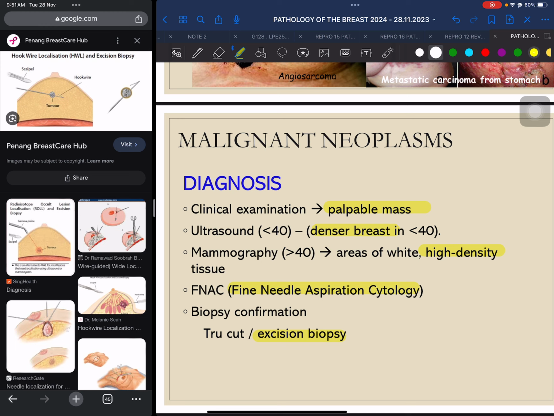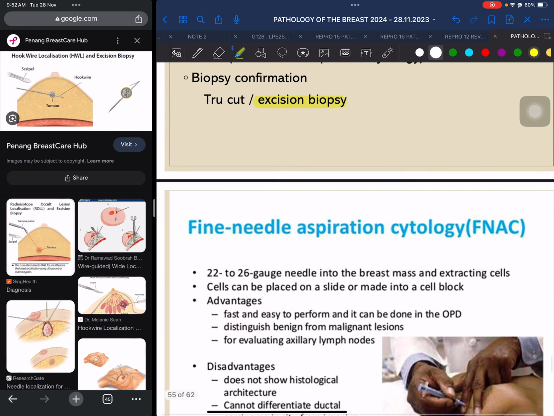Okay, so for diagnosis, when a patient comes to you, there will be a palpable mass, ultrasound looks suspicious, or mammography shows areas of high density. So fine needle aspiration can be done, or they can take a biopsy for confirmation, right? So how do you do fine needle aspiration? You just use a normal syringe with a 22 to 26 gauge needle. You can extract the cells from the lesion, and then you can smear it on the slide, and we can assess the cells on the slide.